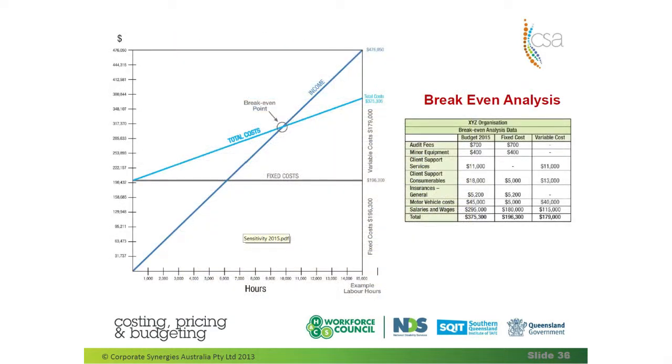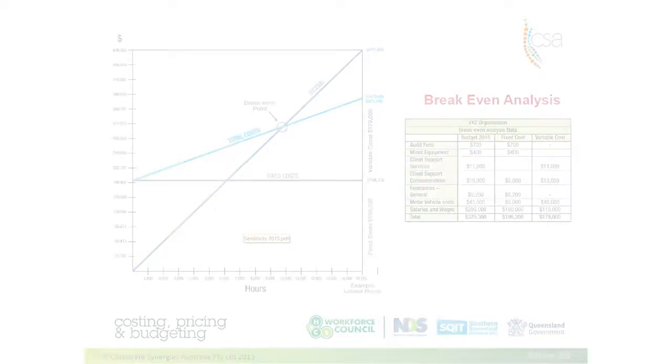Now if we can all go to slide 36, it actually provides an example of what we can do with all of our budget, fixed, variable cost information, and what we can do to work out whether or not programs are going to be in surplus or in deficit, and where our break-even points are actually going to be.